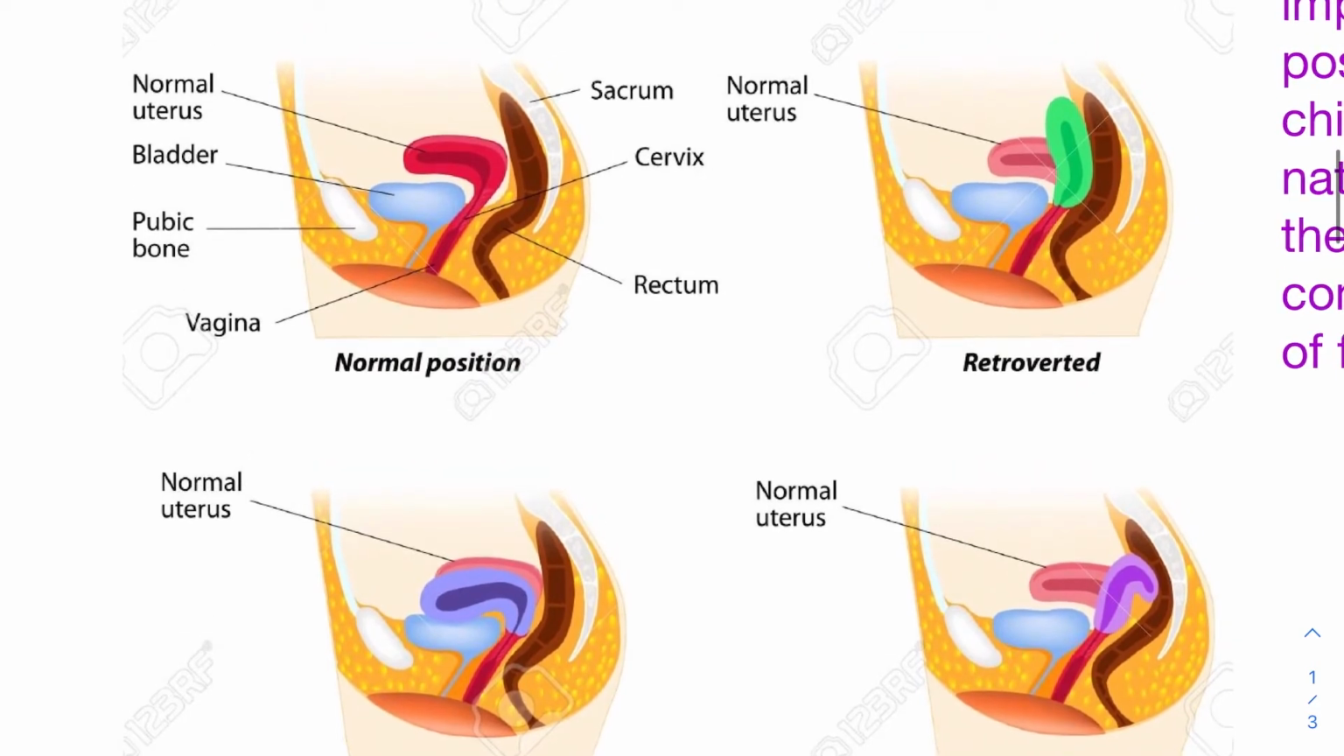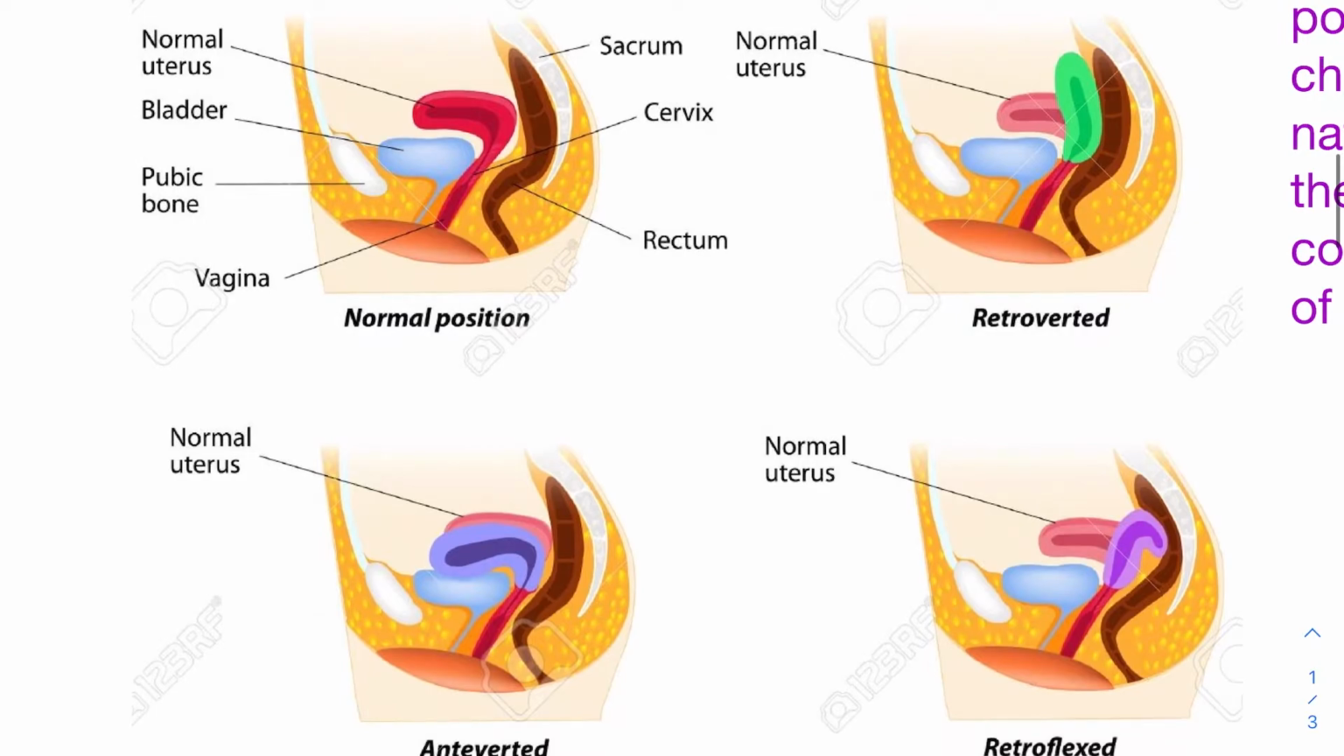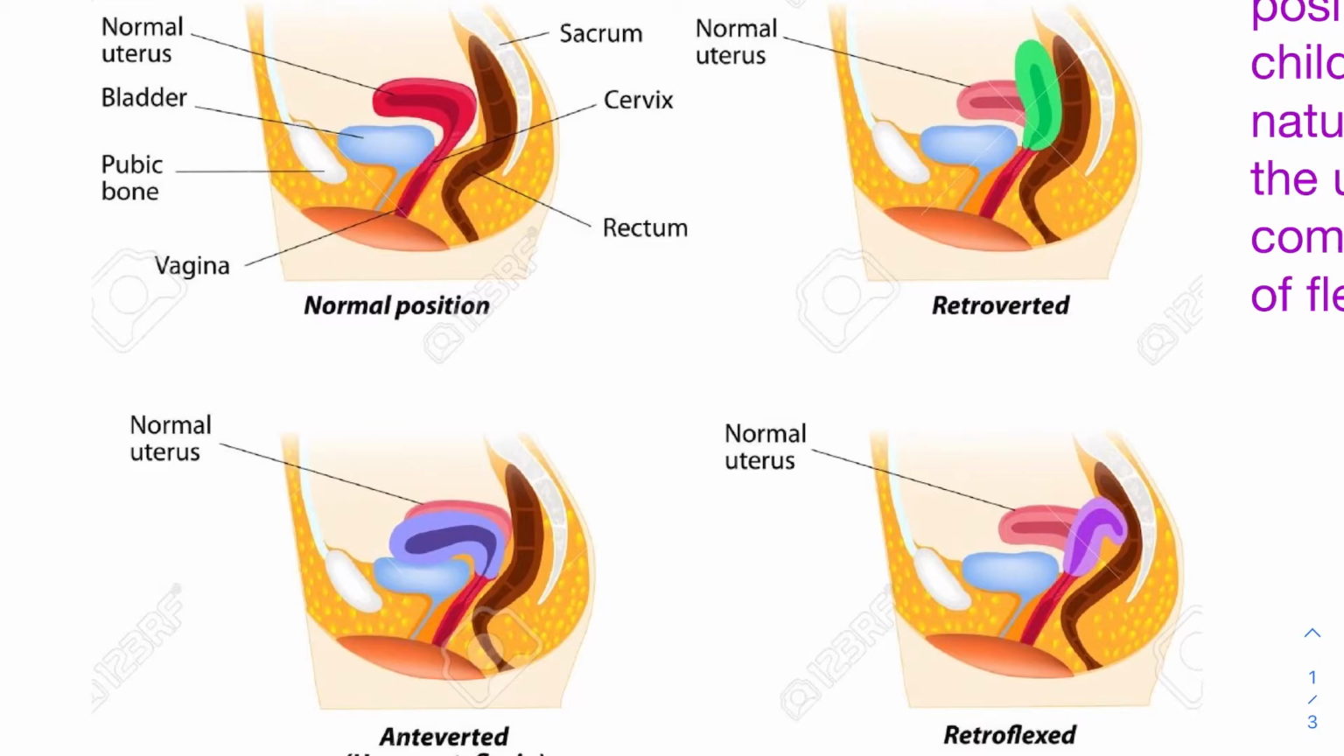So, for example, here's a diagram where we've got the normal uterus, this shape here. And if it's retroverted, this is the normal uterus and this is the shape of the uterus. If it's anteverted, then, or hyper-anteflexed, we've got the normal uterus here, and we've got the position here if it was anteverted, and then we've got retroflexed, which is the normal uterus here, and that is the retroflexed position of the uterus.